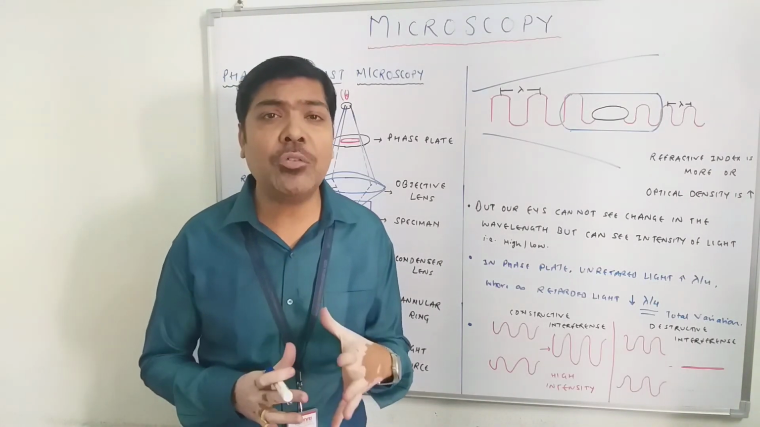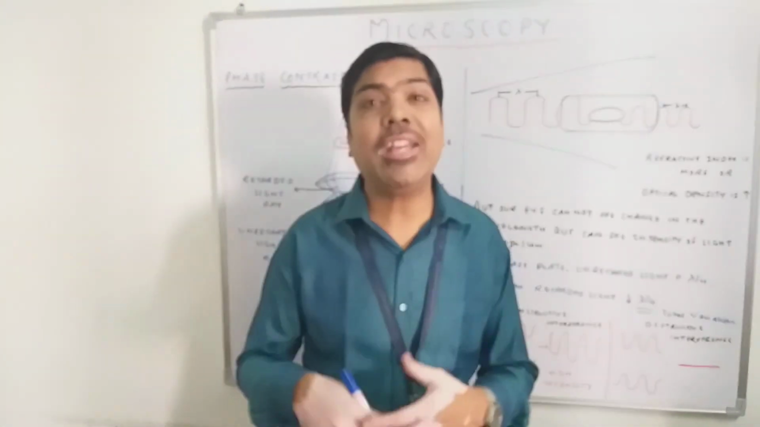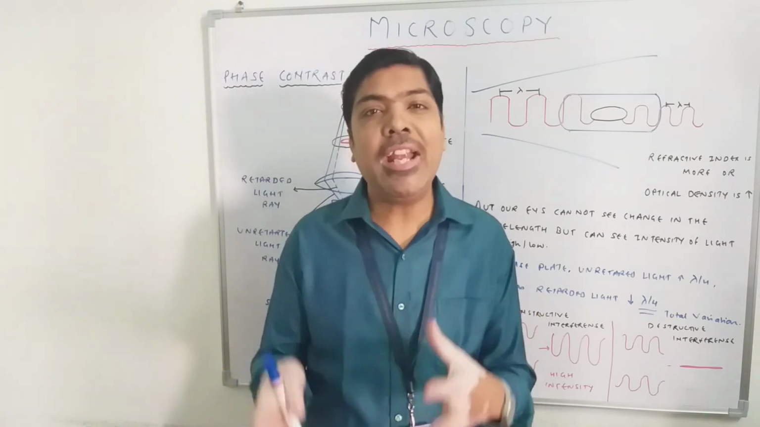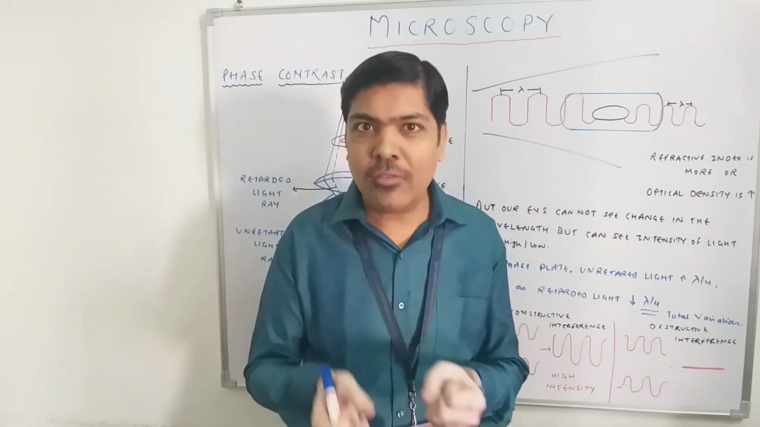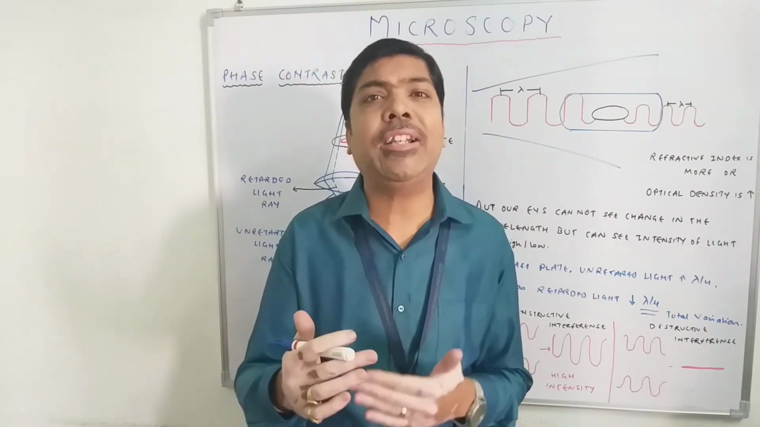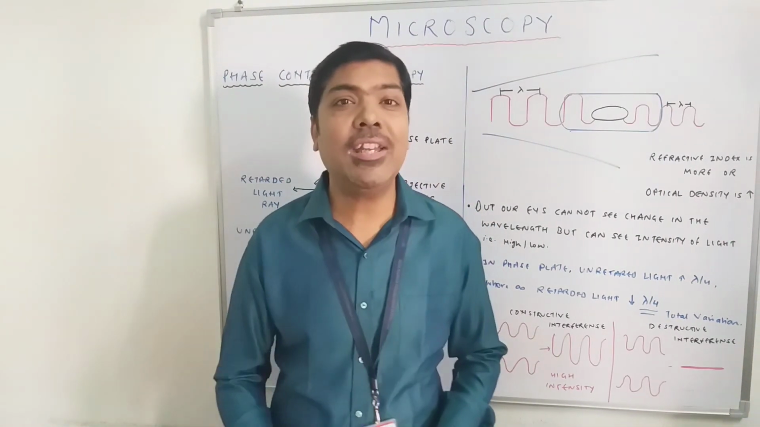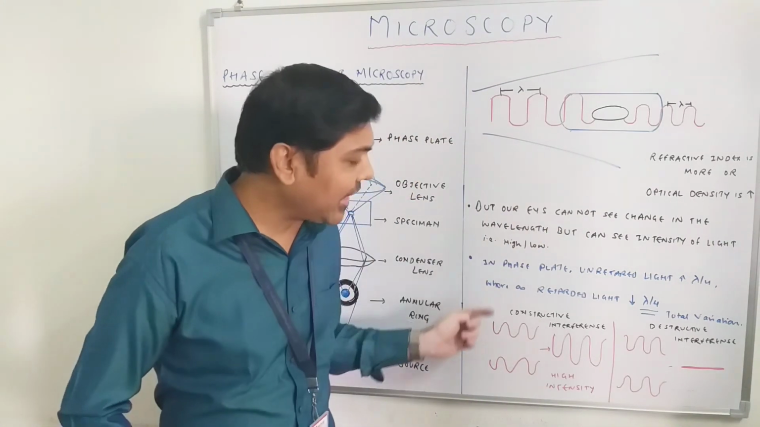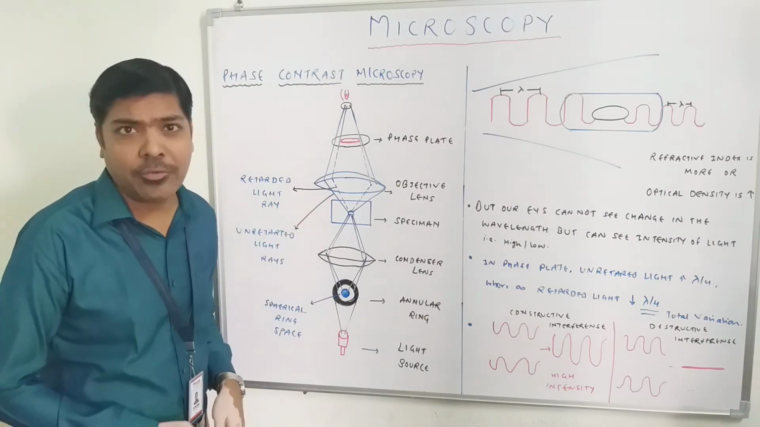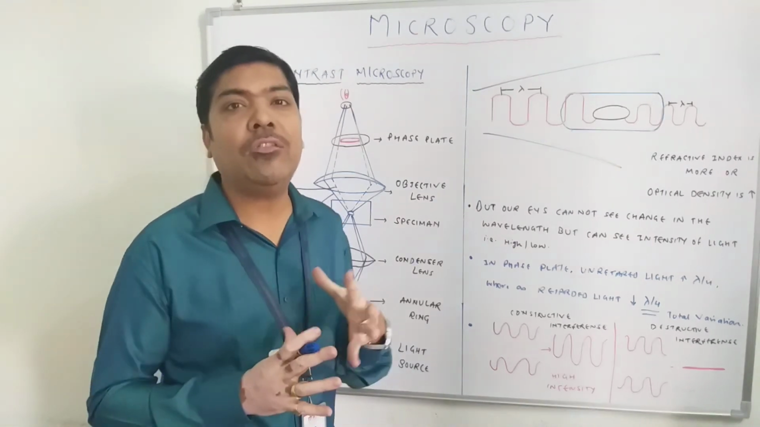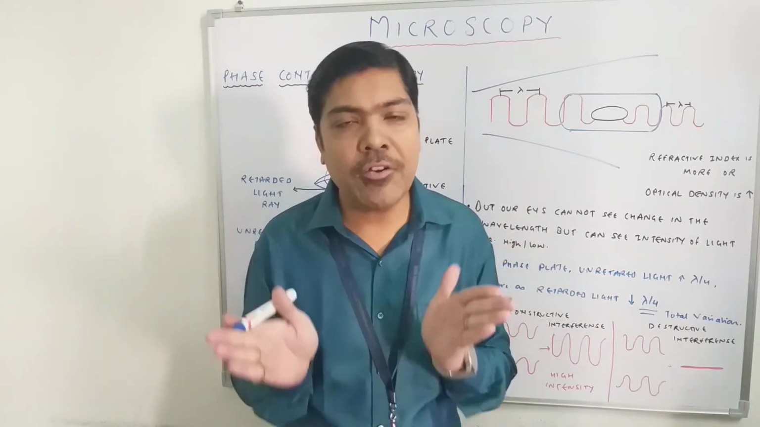So what is the phase plate doing? We cannot see the change in the wavelength, but we can easily see the change in the intensity of the light. We can easily differentiate between a very high light, a very dim light, or a medium intensity light, so intensities can easily be visualized by our eyes. As you can see, these are the unretarded light. The phase plate will go for the constructive interference of the unretarded light rays.